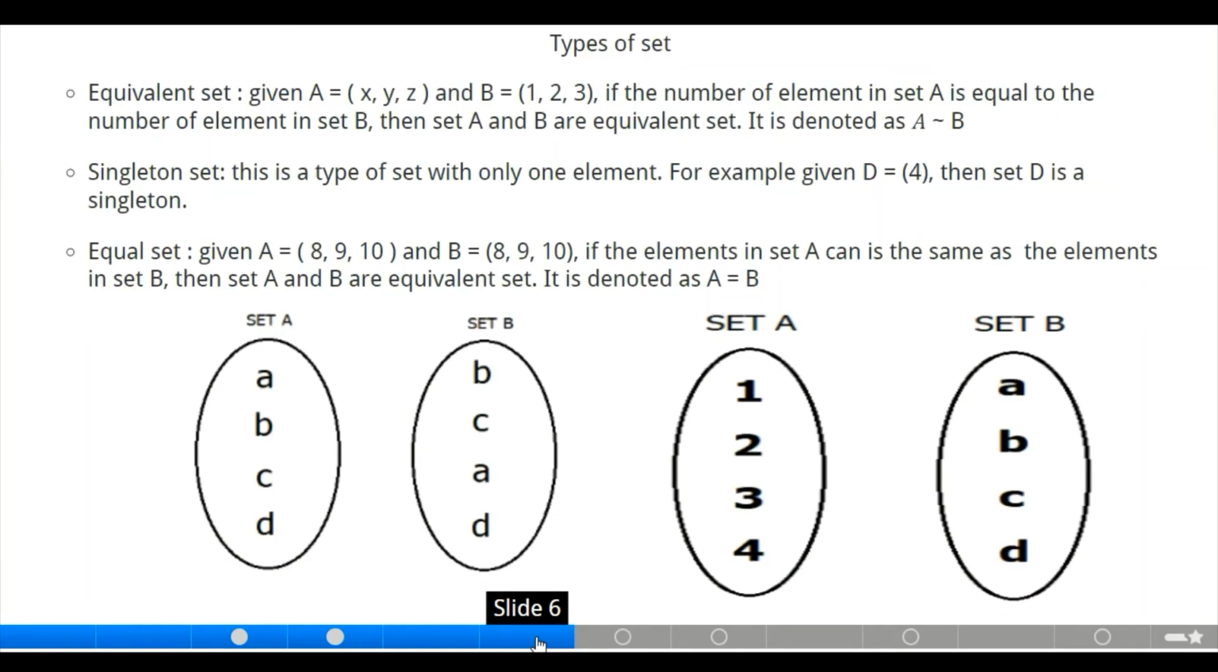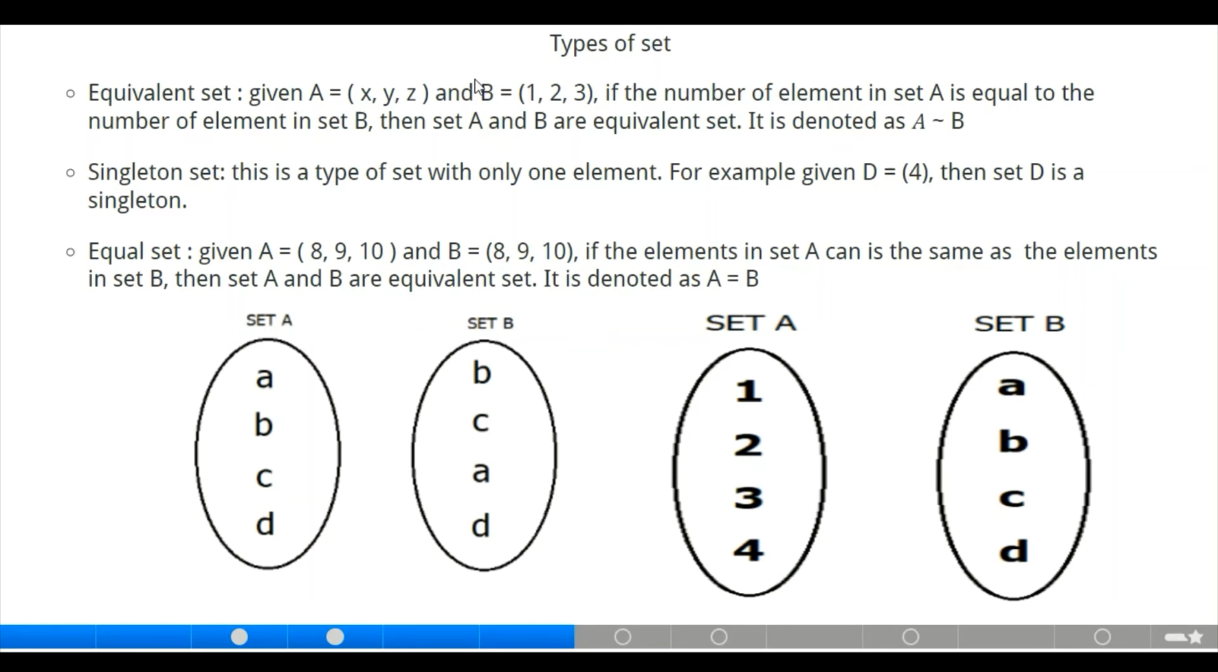That leads us to another type of set, which is equivalent sets. Given set A to be X, Y, and Z, and we have B to be 1, 2, 3. If the number of elements in set A is equal to the number of elements in set B, then sets A and B are equivalent sets, and we can denote that as this. So when you have the same number of elements in two or more sets, we call that type of set equivalent sets.